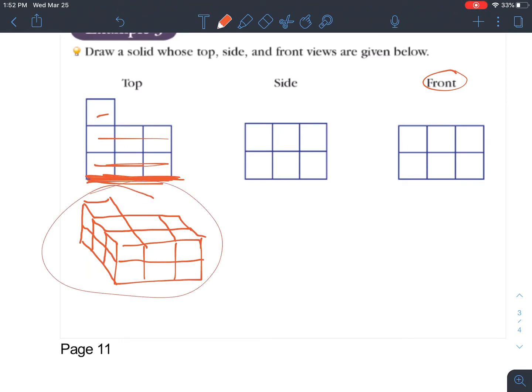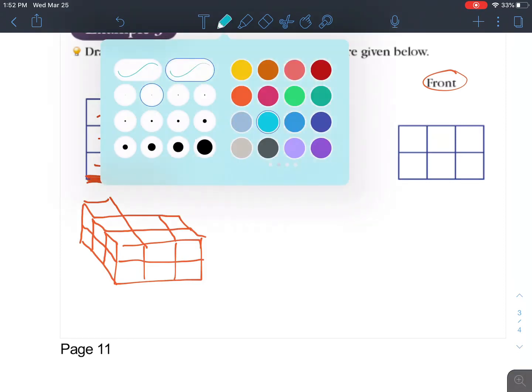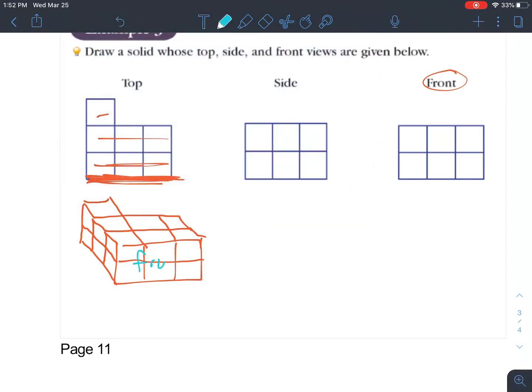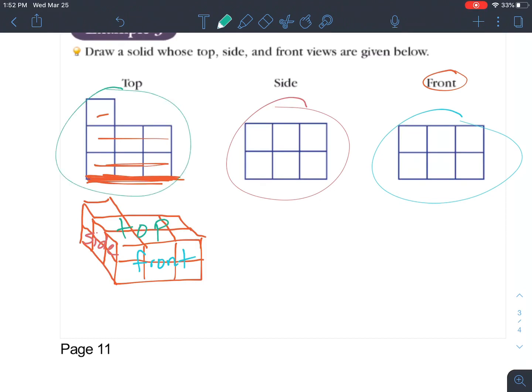this picture matches the 3 that we had here, because look at this. There's the front, it matches that one right there. Here's the side, matches that one right there. And then lastly, the top matches that right there.